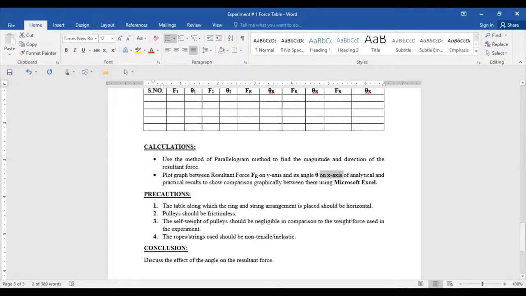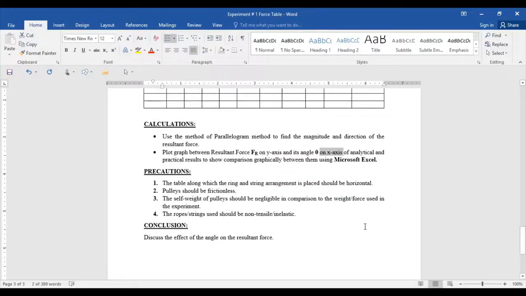Then you have to plot the graph between the resultant force Fr on the y-axis and its angle theta on the x-axis, of analytical and practical results, to show the comparison graphically between them using Microsoft Excel. You can read these precautions as well. Conclusion: what you have to write down is what the effect of the angle is.